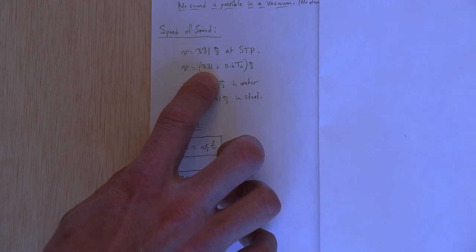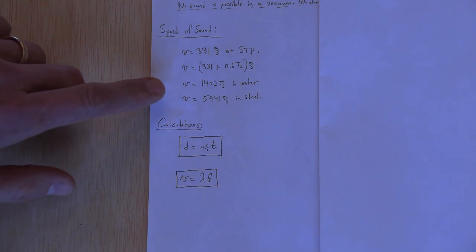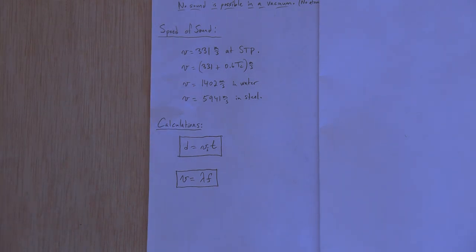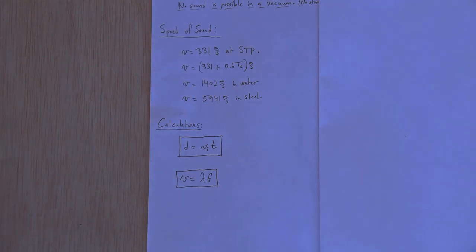So sound will travel somewhere in this room right now, room temperature, somewhere in the 340s meters per second. If you need that number, it would have to be given to you in a problem. So they would have to tell you the speed of sound in a room is 345, and then they go on with the rest of the problem. In water, sound travels surprisingly very fast, 1,402 meters per second.